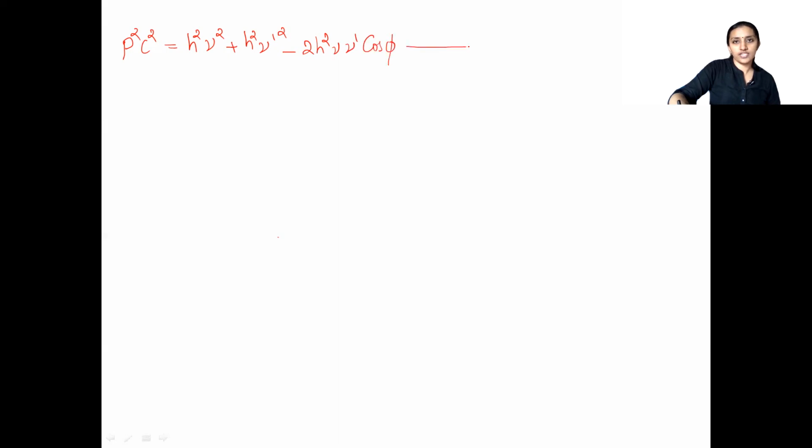This is equation number 4. Right. Now coming to the total energy of the particle. Total energy of the particle can be written in terms of kinetic energy as E equals kinetic energy plus the rest mass energy.